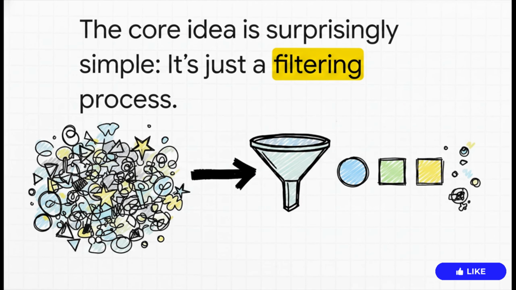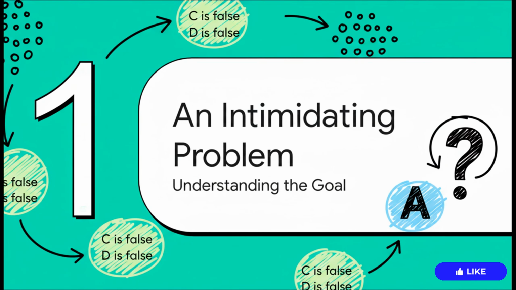But here's the secret, the key to the whole thing. Behind all of that noise is one incredibly simple idea. At its heart, rejection sampling is nothing more than a filtering process. Seriously, it's just about knowing what to keep and what to throw away. That's the whole game.